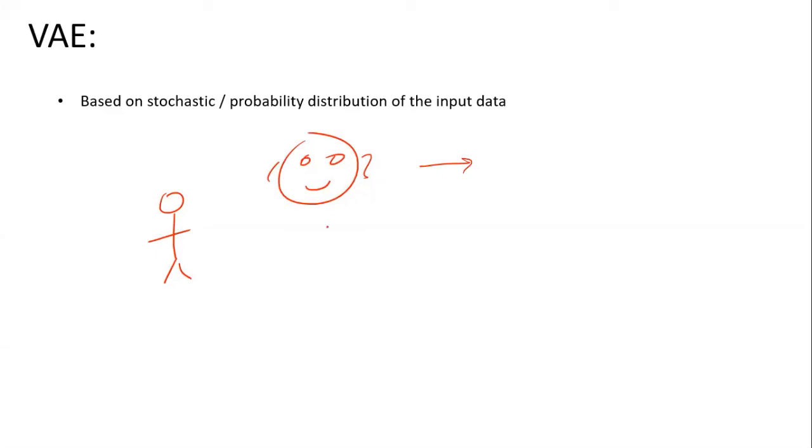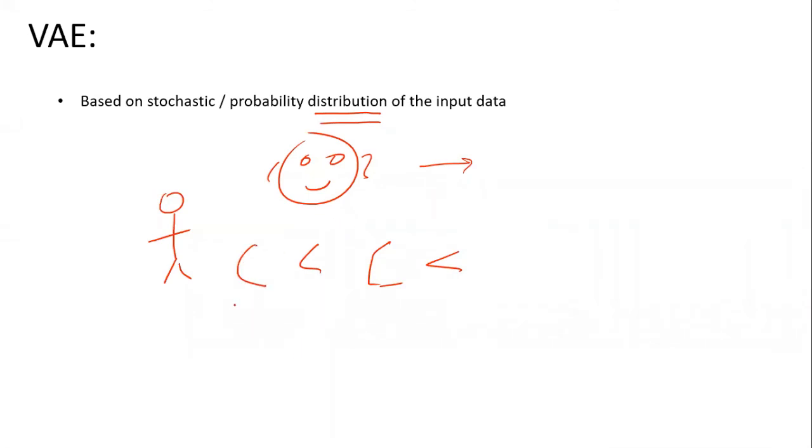You don't want to train based on existing data, because if you simply train it on the existing data, it would be able to recreate an existing image. But what if you trained it on the distribution of that data? In other words, you've got, let's say, a nose. There are all kinds of noses, people like this, like this, all kinds of noses.